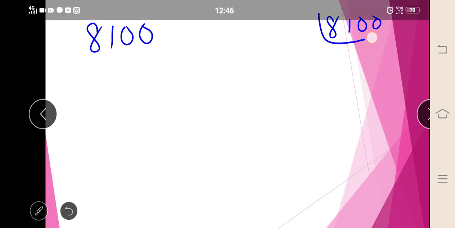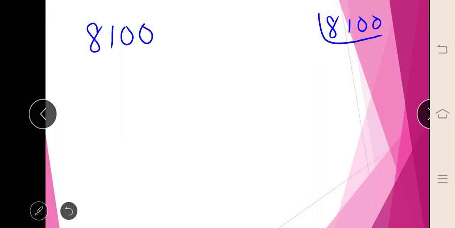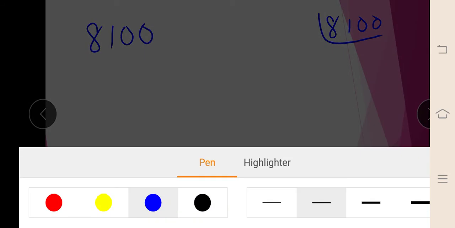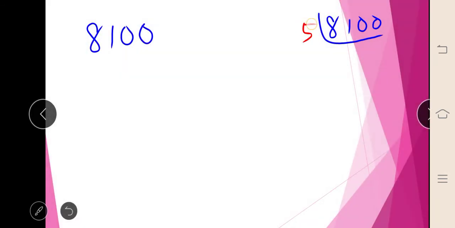Now let's see one more number to find the square root by prime factorization method. We are going to find the prime factors of 8100. By seeing the number itself, you can understand the number is ending with 0. So directly you can take 5 or 2 also. This is an even number. You can take the prime number 2 or 5.